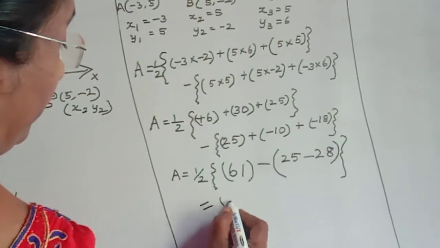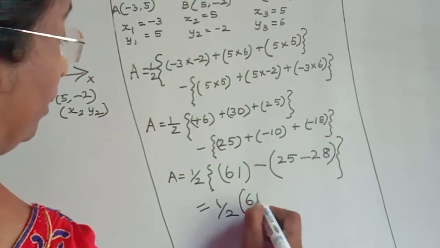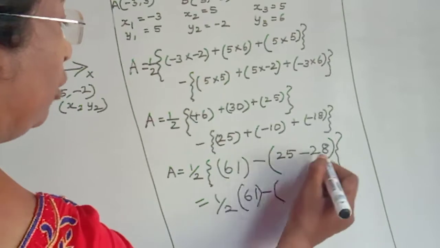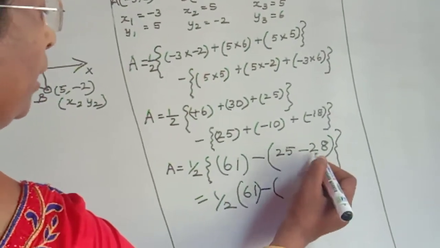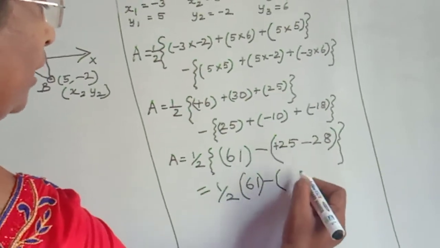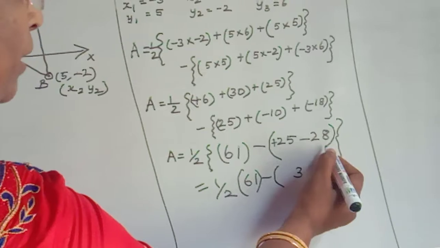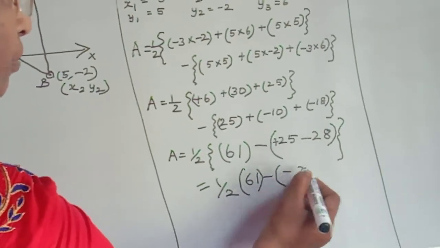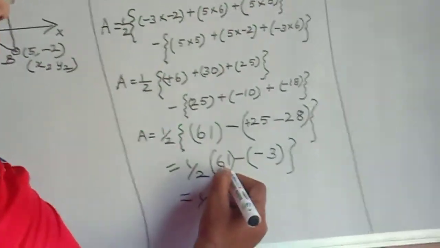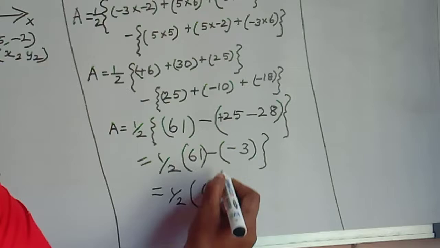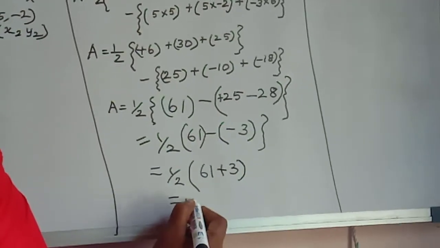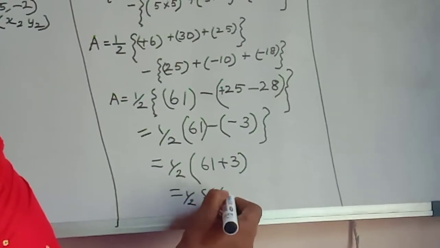So it is equal to 1 by 2, 61 minus 25 minus 28. See, you have 25 and minus 28, one with the positive and one with the negative. So you have to subtract, 28 minus 25, it is 3. Which is the bigger number here? 28. So what is the sign? It is minus 3. So you opt for that. So 1 by 2, 61. Minus into minus will become plus. Minus into minus 3 will become plus 3. So it is 1 by 2 into 64.